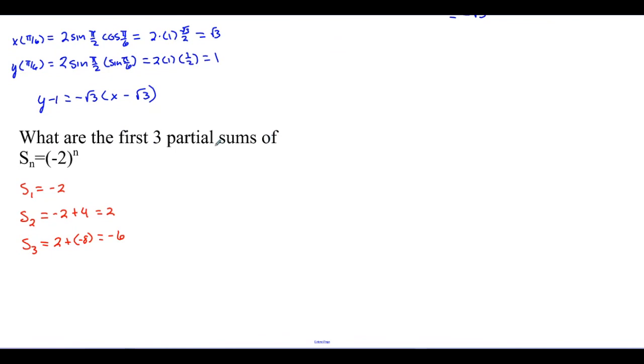What are the first three partial sums of s sub n equals negative 2 to the n? So if we plug 1 in, we get negative 2. There's the first partial sum. Plug 2 in, we get 4. Negative 2 squared is 4. So the second partial sum ends up being 2. And then the third partial sum, negative 2 to the third is negative 8. We take the previous, add negative 8, and we get negative 6.